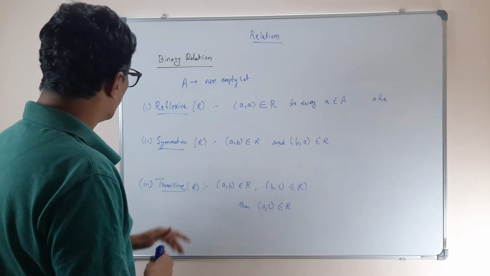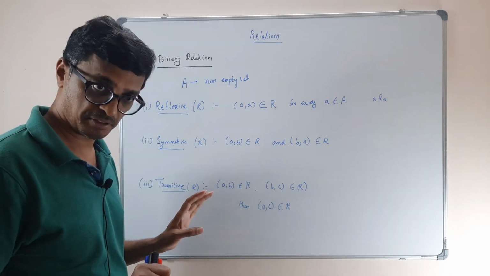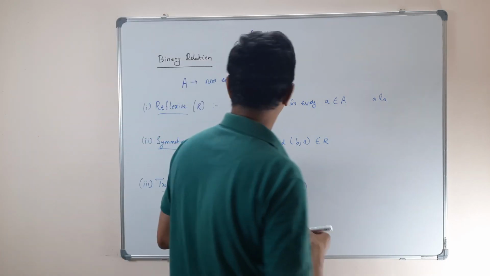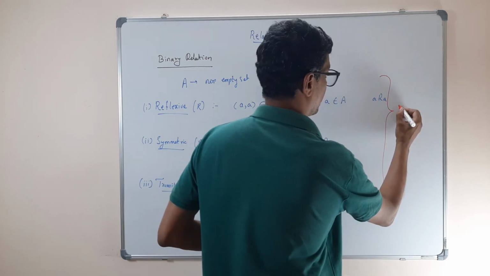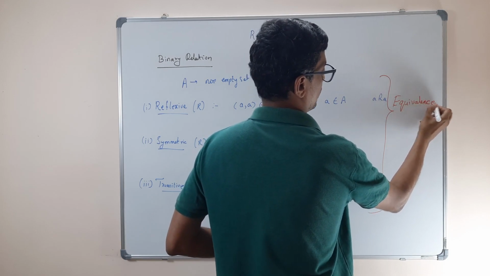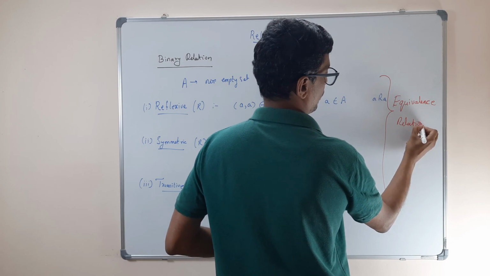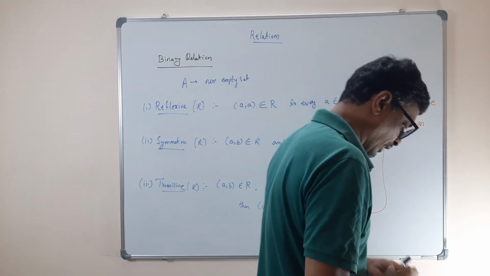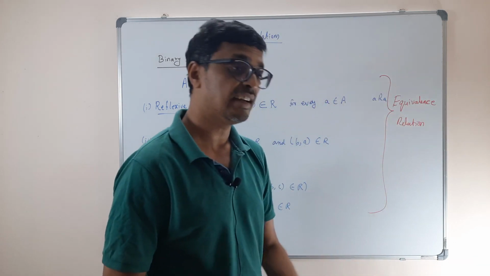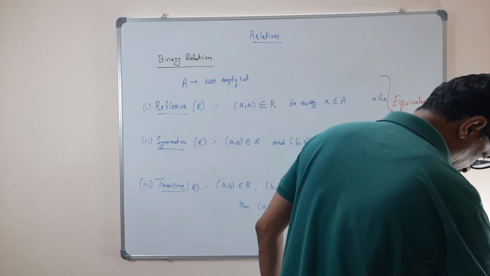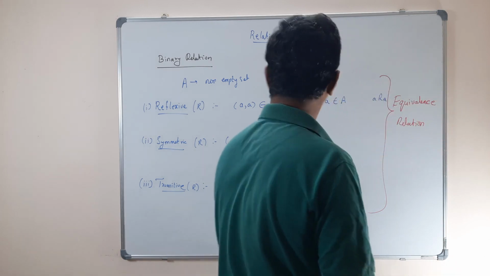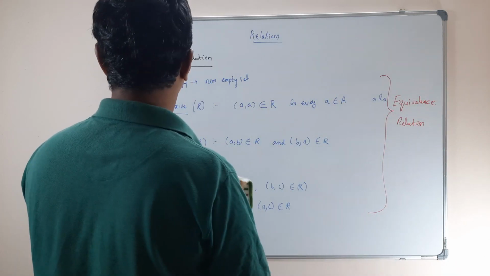The interesting thing is, if a binary relation satisfies all these three conditions, then that relation is called an equivalence relation. You got it? These are the things you should remember. A relation which is reflexive, symmetric and transitive is an equivalence relation. Then there's a very interesting example. I'm going to do the example given in the book itself, and that will be easy to understand.